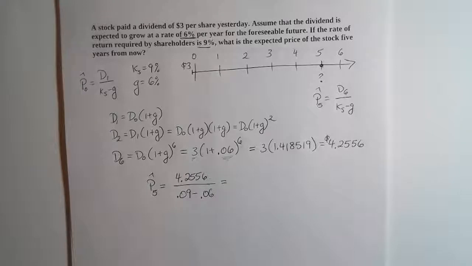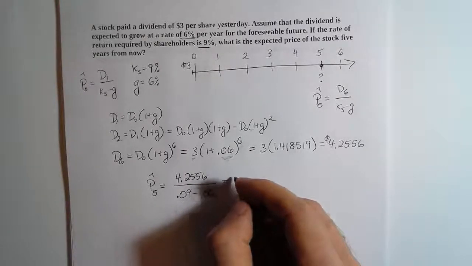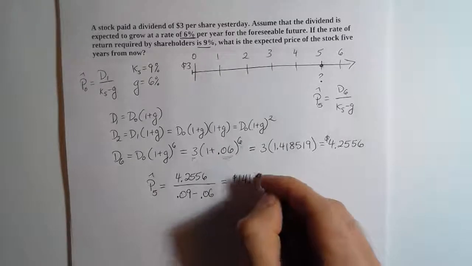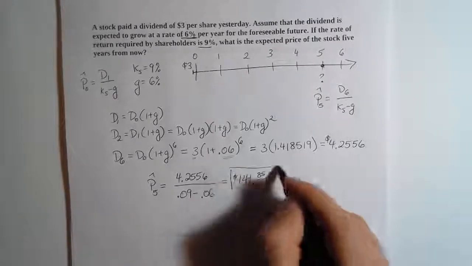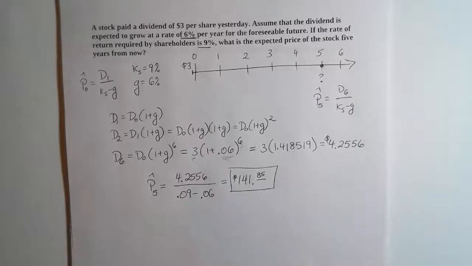Okay, so if you work that out, what you should have gotten was that you would expect the price at the end of year 5 to be equal to $141.85. So the expected price of the stock at the end of year 5 is $141.85, which brings up some interesting points.